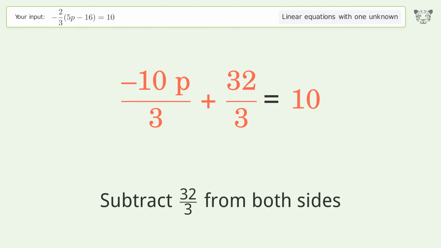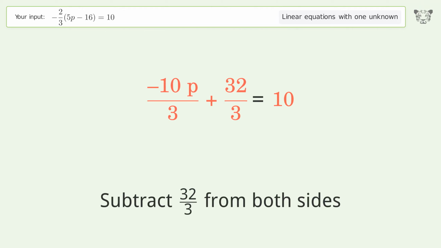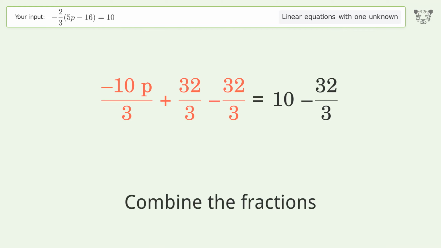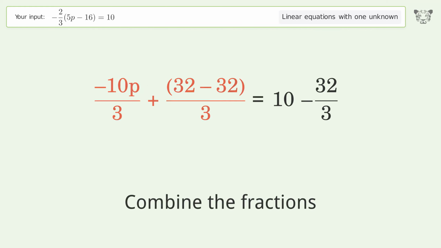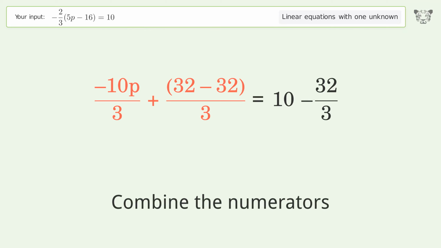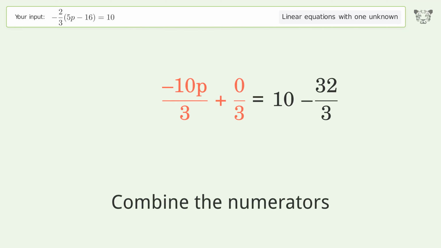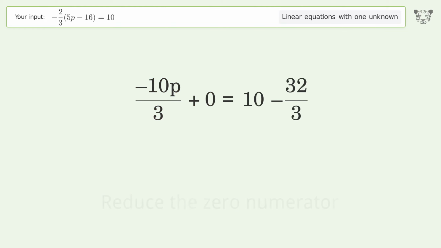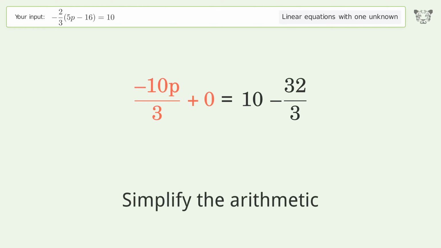Subtract 32 over 3 from both sides. Combine the fractions. Combine the numerators. Reduce the zero numerator. Simplify the arithmetic.